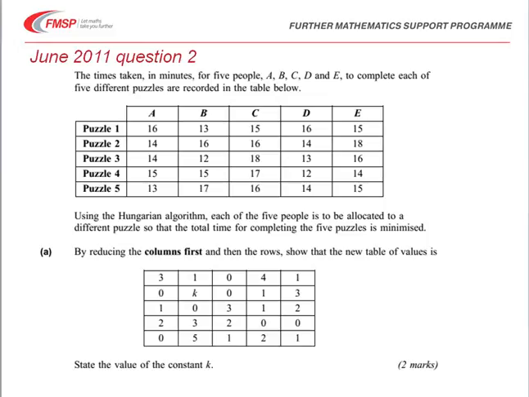The question starts off by giving us a table of times that 5 people, named A, B, C, D and E, take to solve 5 puzzles, 1, 2, 3, 4 and 5. The question simply says use the Hungarian algorithm to find the minimum time for completing the 5 puzzles. But it says first of all, by reducing the columns first and then the rows, show that the table of values is given by this particular table, where we have to find the value of the constant k.